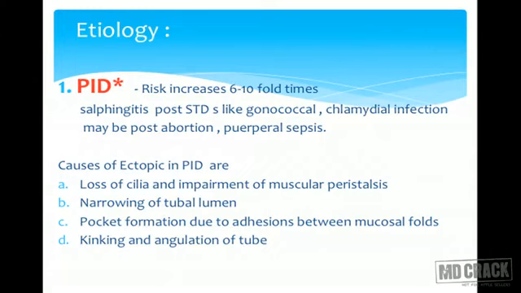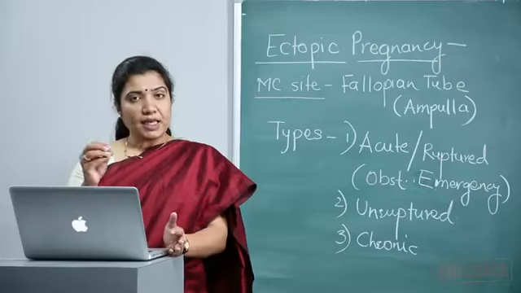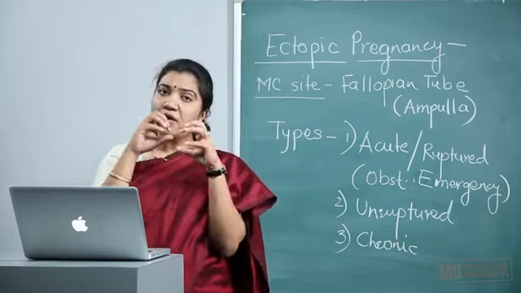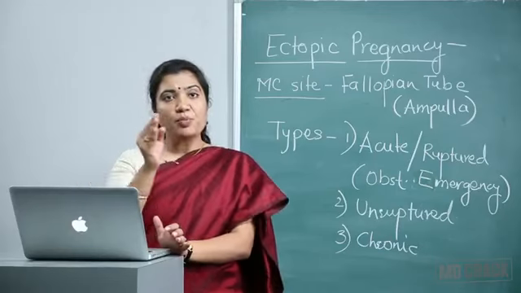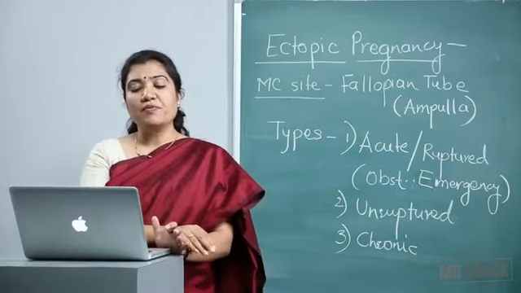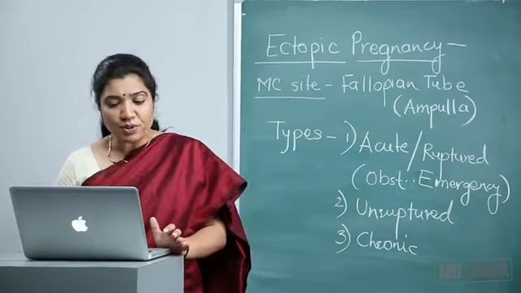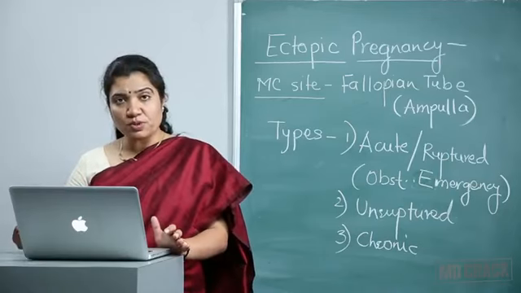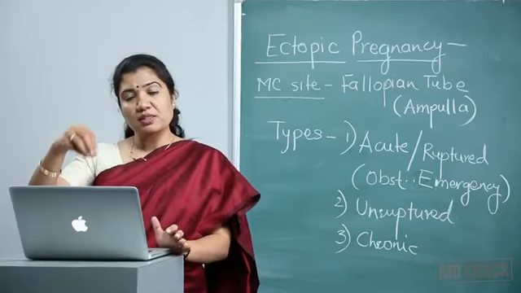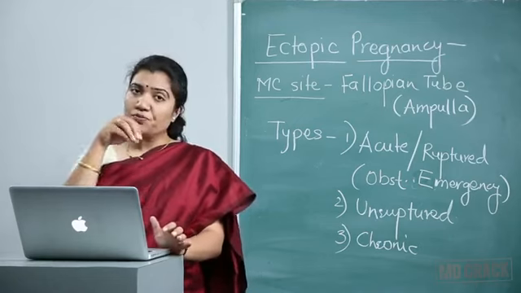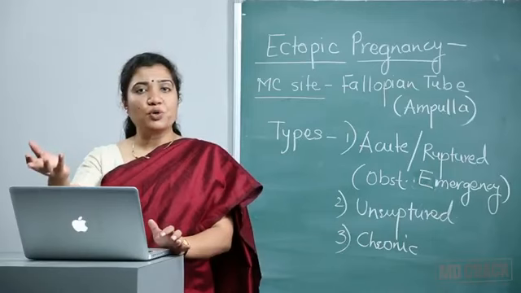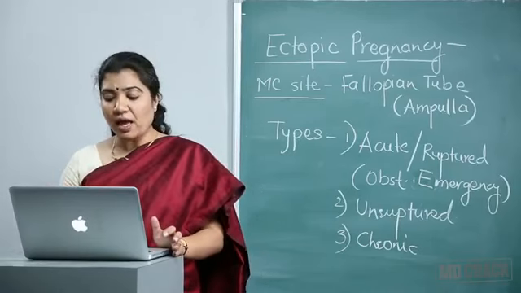Causes of ectopic in PID. As I said, the first common cause is loss of cilia and impairment of muscular peristalsis. Second, these infections can cause adhesions and thus they narrow the lumen of the tube and the embryo can't get transferred to the uterine cavity. Or there can be pocket formation due to adhesions between the mucosal folds and the embryo gets stuck in these pockets. There can be kinking or angulation, maybe because of intratubal or extratubal adhesions, which will again hamper this travel of the embryo.